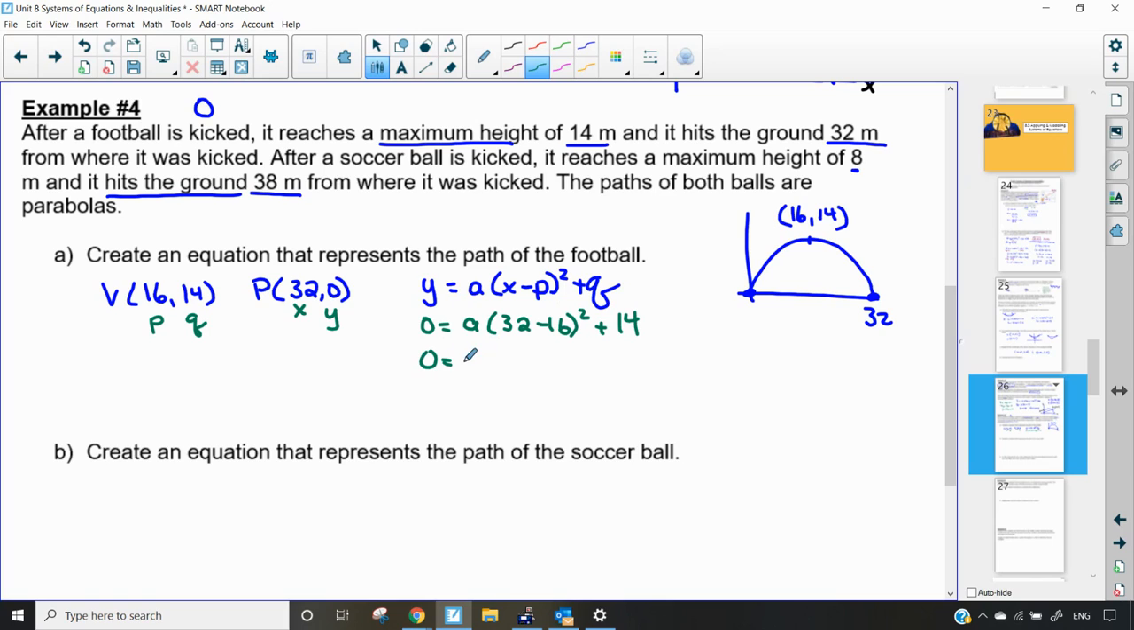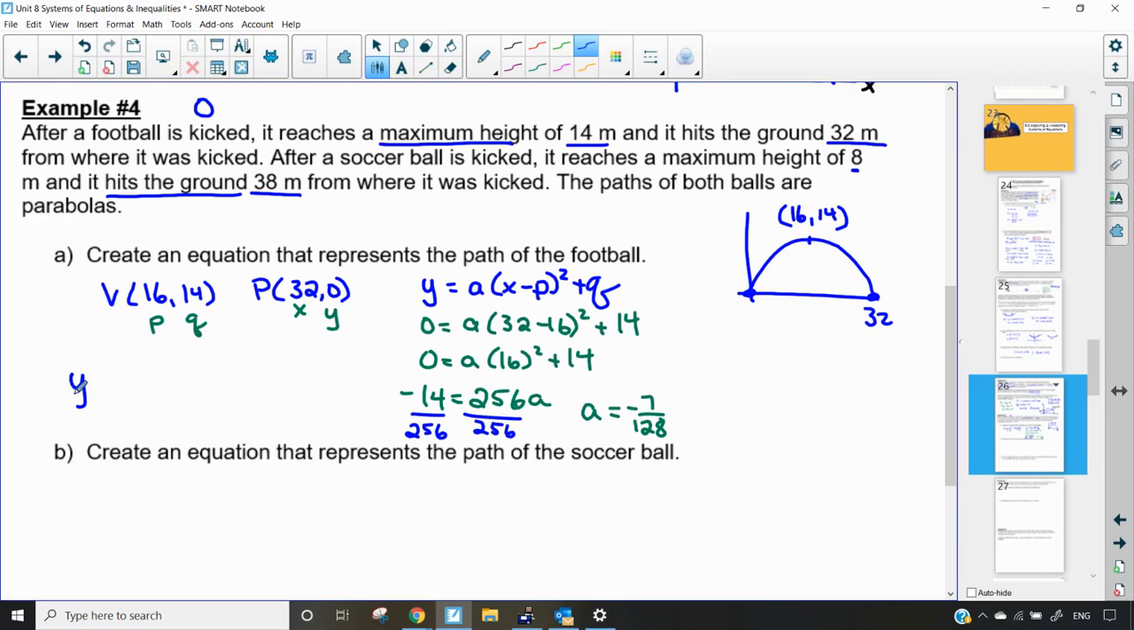Simplifying that gives me a times 16 squared plus 14. Moving the 14 over, we're going to have negative 14. 16 squared is 256, so we're going to have negative 14 equals 256a. And when we divide by 256 on both sides, we're going to be left with a fraction. And so that will give us a equals negative 7 over 128. So when we reduce our fraction, we have negative 7 over 128.